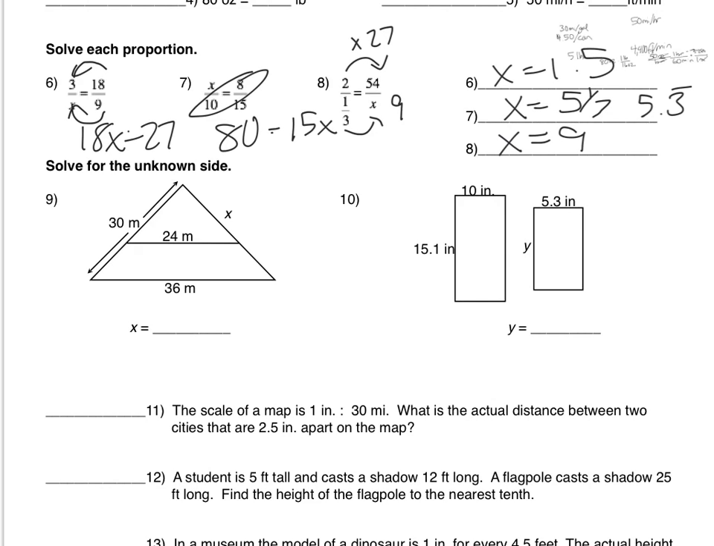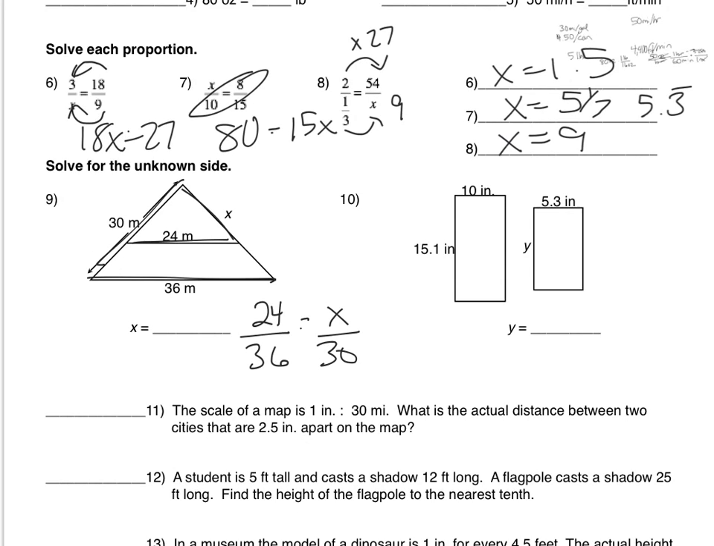For number 9 and 10, you can set up a variety of proportions to solve for x. You can do this side, or x to 24 is 30 to 36. You could do 24 to 36 is x is to 30. All of those ways work, and you should get the same answer no matter what. But I'm going to start with this length, which is 24, over 36. And then I'm going to use the slanted side here, x over 30.